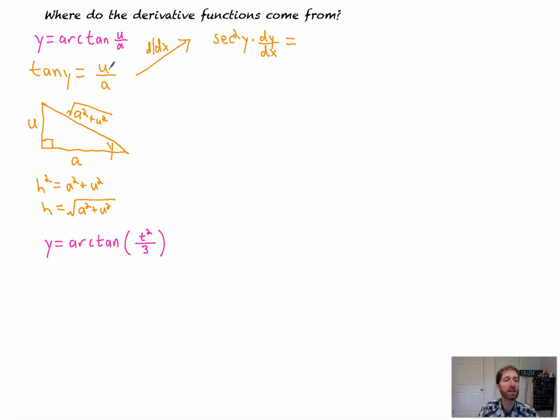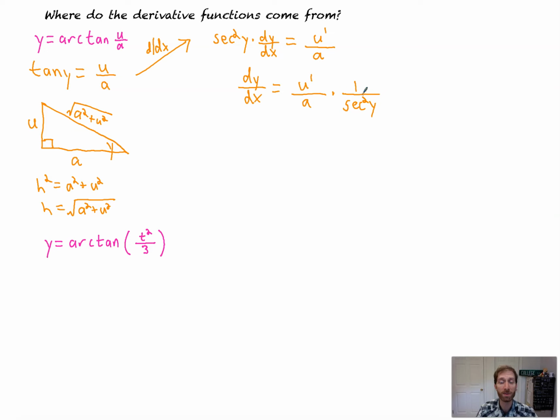As we saw in the previous part of this video, the derivative of u is just u prime and a is just a constant along for the ride. Now what I'm going to do is divide both sides by secant squared. So dy dx is equal to u prime over a times what's basically 1 over secant squared y.